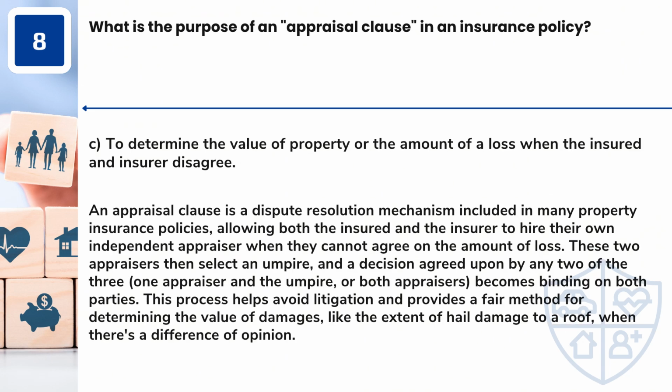Answer: C. To determine the value of property or the amount of a loss when the insured and insurer disagree. Explanation: An appraisal clause is a dispute resolution mechanism included in many property insurance policies, allowing both the insured and the insurer to hire their own independent appraiser when they cannot agree on the amount of loss. These two appraisers then select an umpire, and a decision agreed upon by any two of the three, one appraiser and the umpire, or both appraisers, becomes binding on both parties. This process helps avoid litigation and provides a fair method for determining the value of damages, like the extent of hail damage to a roof, when there's a difference of opinion.